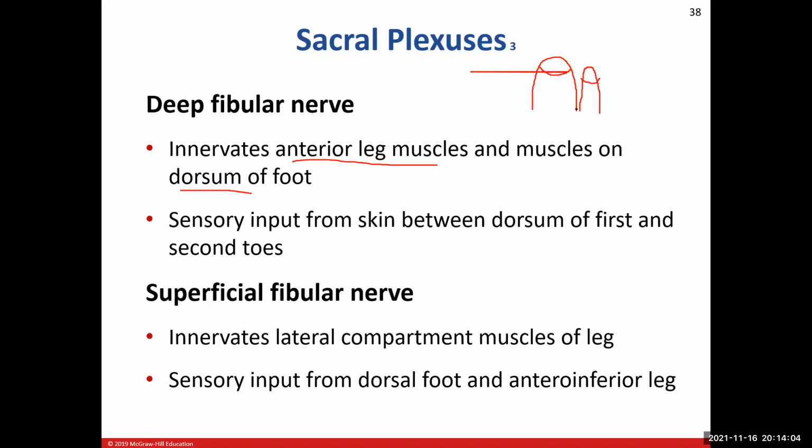And then there's a small patch of skin, pretty much just right here. If you wear flip-flops, that's where the thing that you slide in between your first and second toe, whatever that thing is that holds the flip-flop together, is pressing against that skin there, right? It's your deep fibular nerve that is transmitting that sensory input up to your brain, because that's the small skin patch that it innervates.